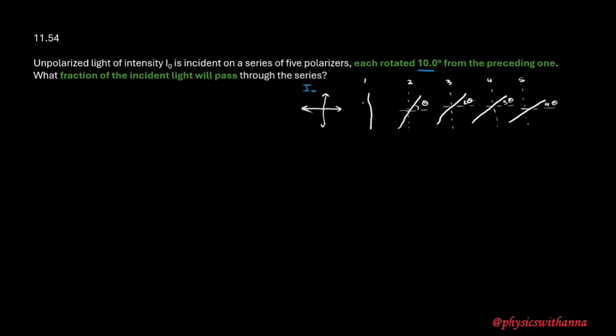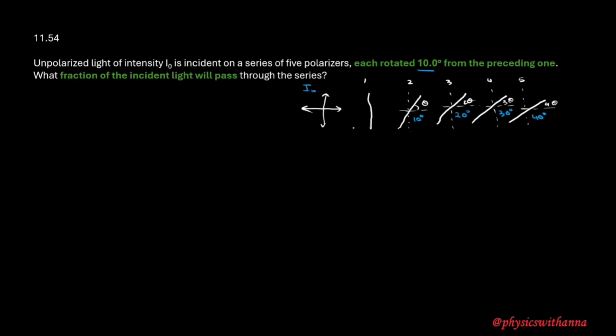So let us assume the first polarizer to have a vertical pass axis. That means it will only allow vertical vibrations to pass through and block all of the horizontal vibration. The second polarizer will be rotated by 10 degrees from the first, so we call that angle theta, which is 10. The third polarizer is increased by another 10 degrees, so it's making an angle of 20 degrees with the vertical. The fourth will make an angle of 30, and the fifth will make an angle of 40 degrees with respect to the vertical. We need to find the intensity of light coming out of the fifth polarizer.